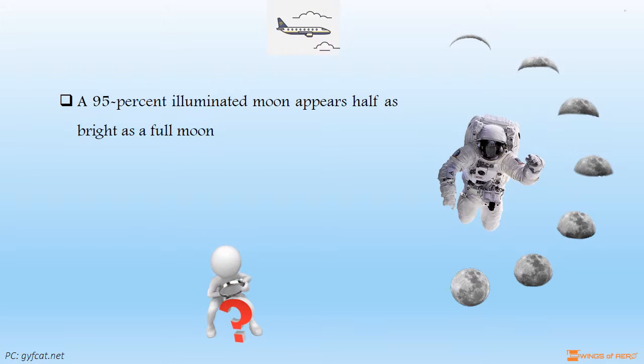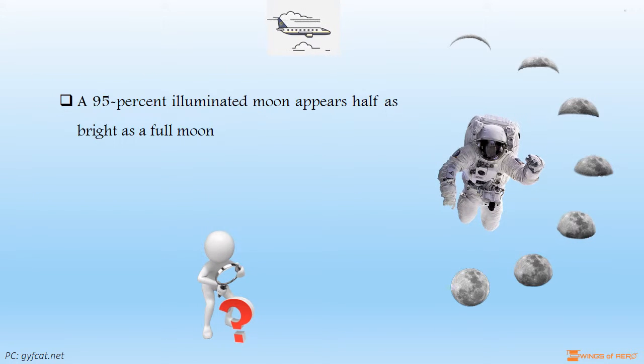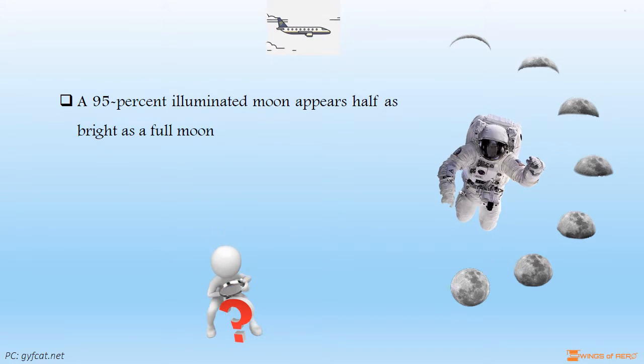Did you know? A 95% illuminated moon appears half as bright as a full moon. Believe it or not, the moon is half as bright as a full moon about 2.4 days before and after a full moon. Even though about 95% of the moon is illuminated at this time, and to most casual observers it might still look like a full moon, its brightness is roughly 0.7 magnitudes less than a full face, making it appear one half as bright.